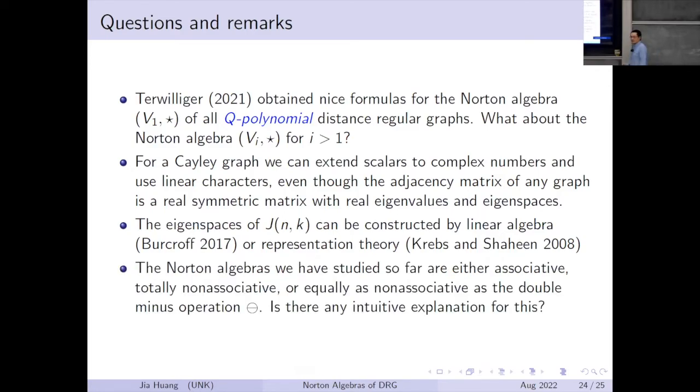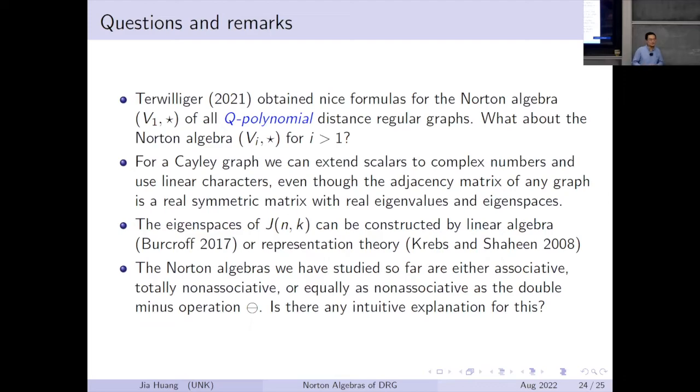I feel like there has to be a way to do it, but I just got kind of confused with the construction of the eigenspaces of the Johnson graph. So I didn't go anywhere with that work. But I should say that, as we explained, often you get totally non-associative or associative Norton algebras, but there's an interesting intermediate case that often shows up, and I think that's kind of interesting: the double minus operation.